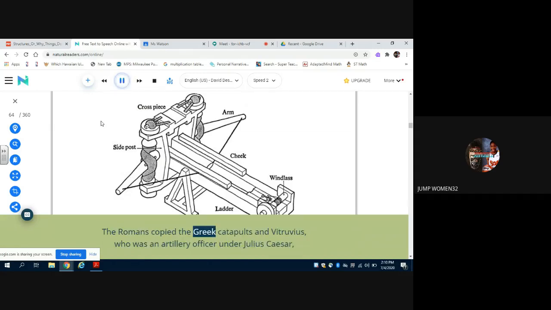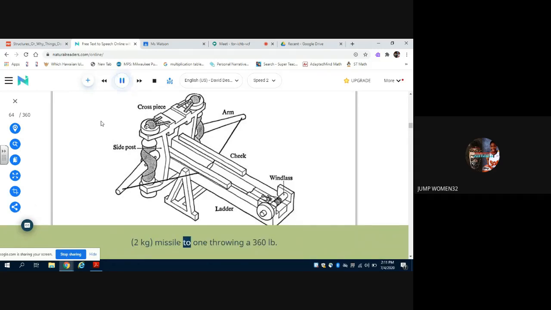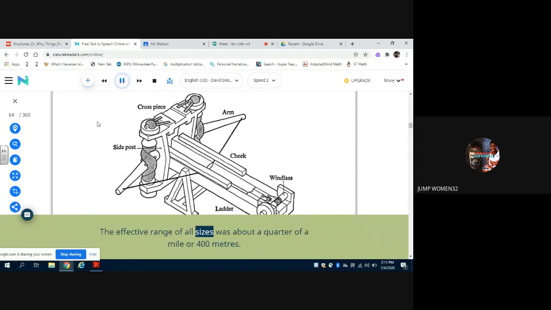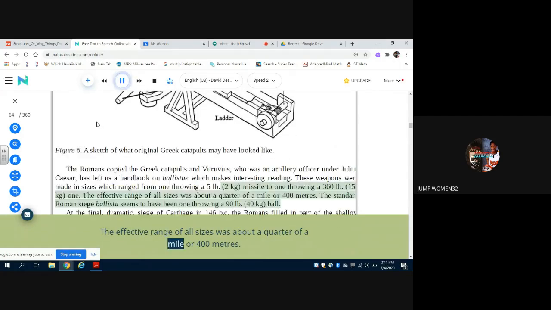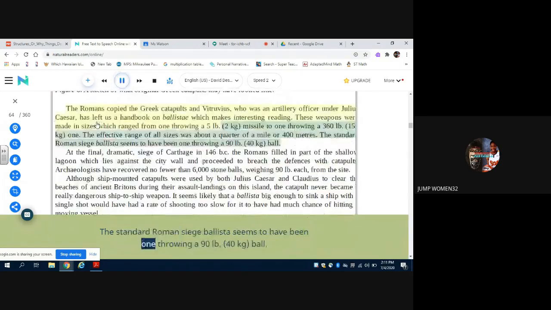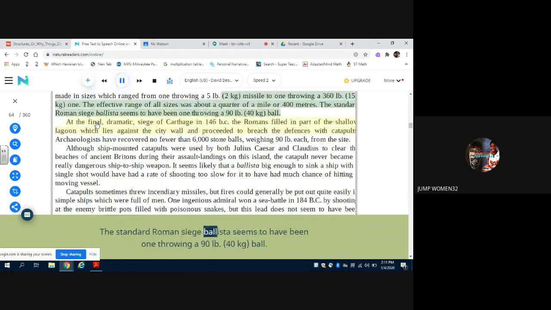The Romans copied the Greek catapults, and Vitruvius, who was an artillery officer under Julius Caesar, has left us a handbook on ballistae which makes interesting reading. These weapons were made in sizes which ranged from one throwing a 5 pound, 2 kilogram missile to one throwing a 360 pound, 150 kilogram one. The effective range of all sizes was about a quarter of a mile or 400 meters. The standard Roman siege ballista seems to have been one throwing a 90 pound, 40 kilogram ball.